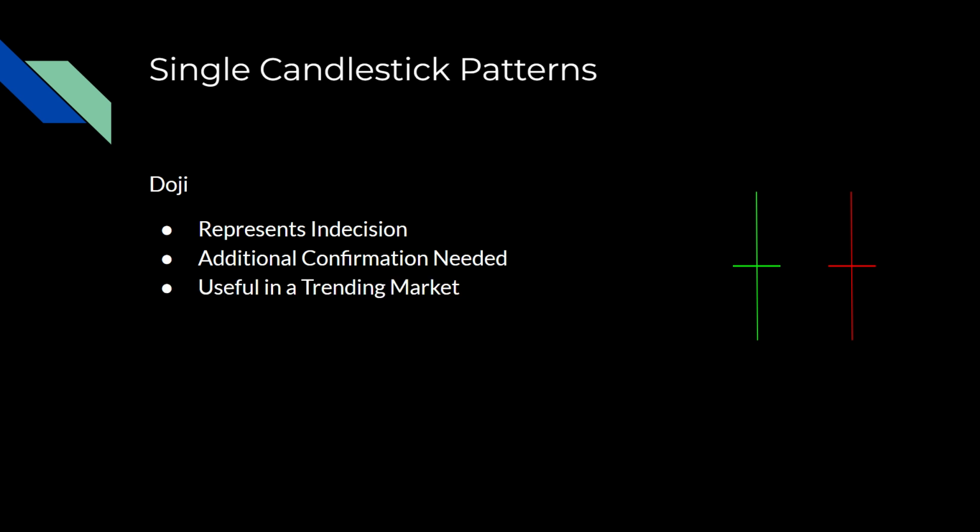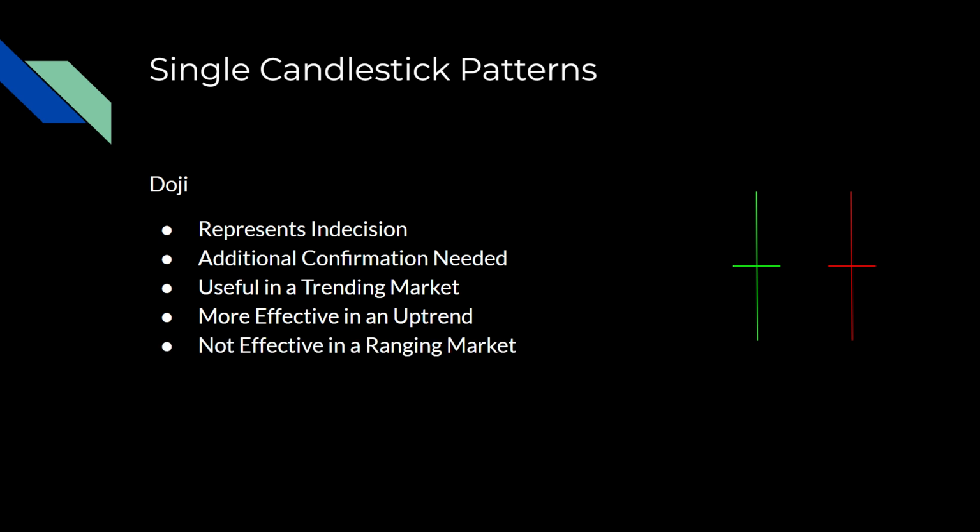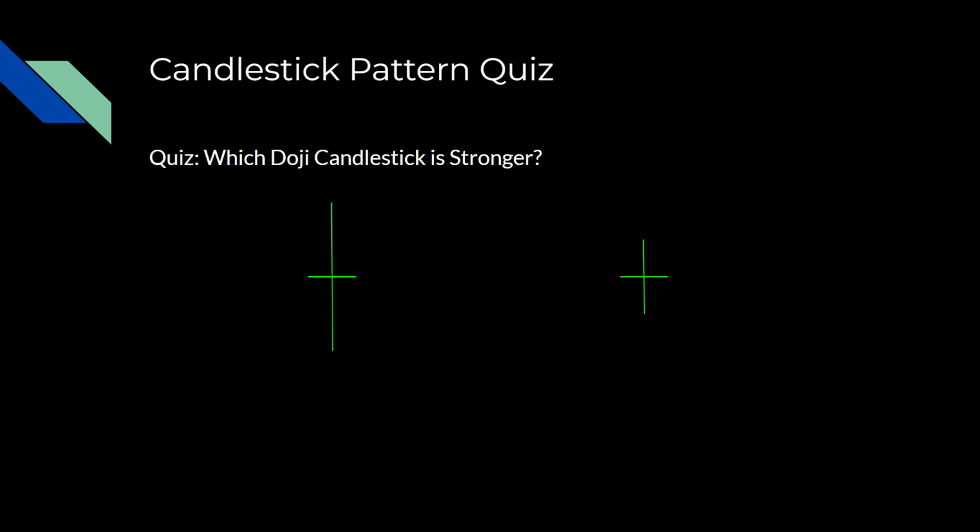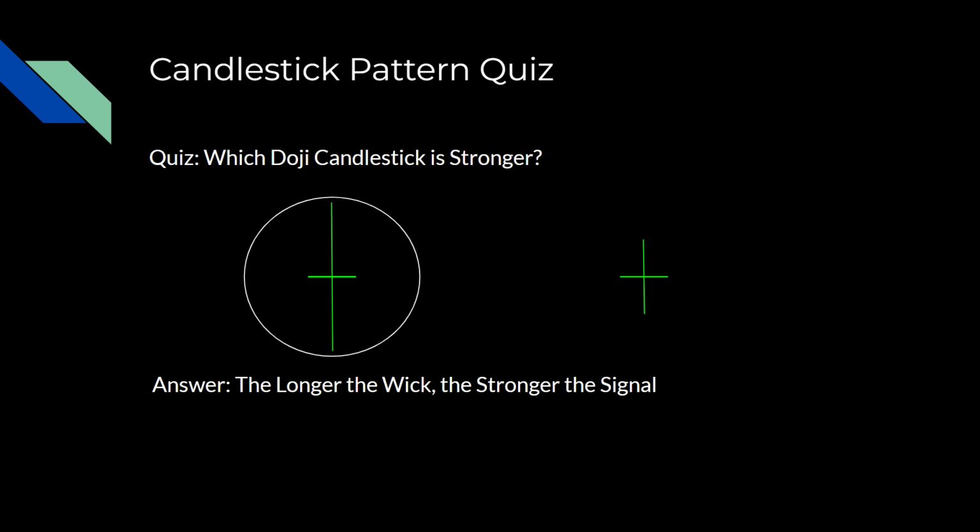Doji candlesticks are useful in a trending market and are more effective in an uptrend than a downtrend. If you see a doji candlestick in a ranging market, it does not mean anything. In an ideal doji candlestick, the opening and closing price must be close to each other. The top and bottom wicks of a doji are of similar lengths. Do you know which doji candlestick is stronger? This is the answer. The longer the wick, the stronger the signal.